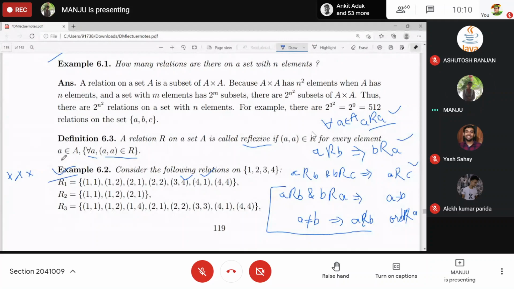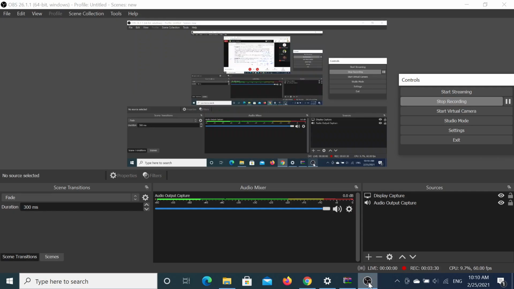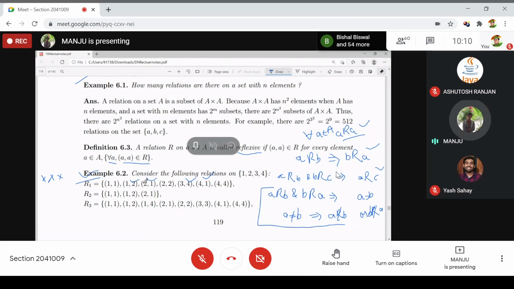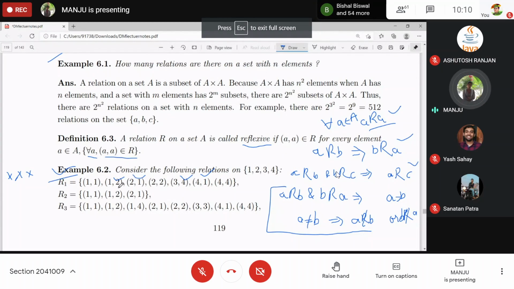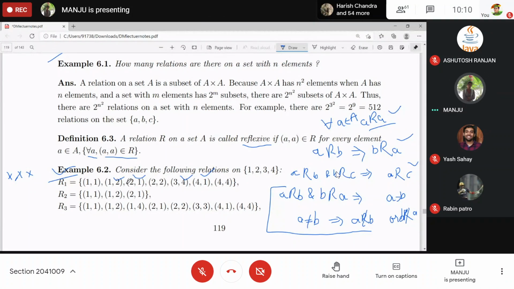Antisymmetric means for not equality, you will look at all those pairs A comma B where A and B are not equal. For those, either A is not related to B or B is not related to A. But in this case, A is related to B and B is related to A, but A and B are not equal, right? By the first definition, or you can apply the second definition also. Correct? This is not antisymmetric.